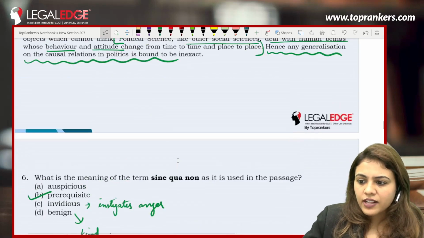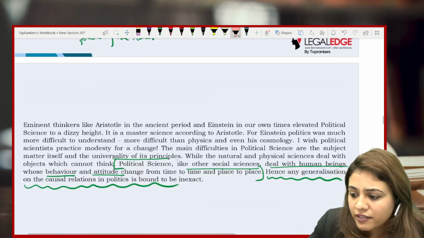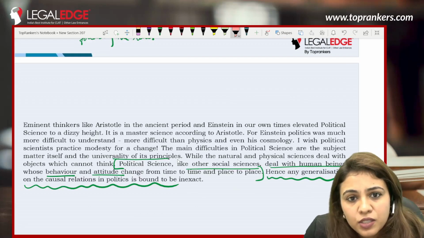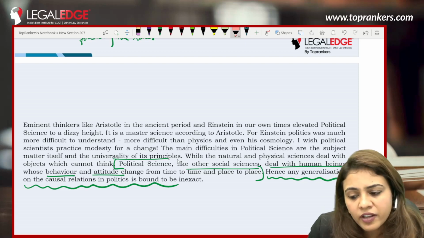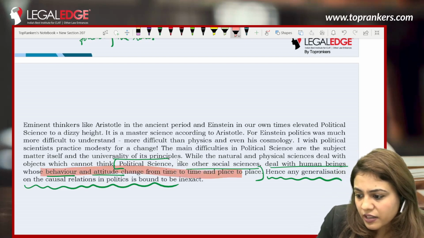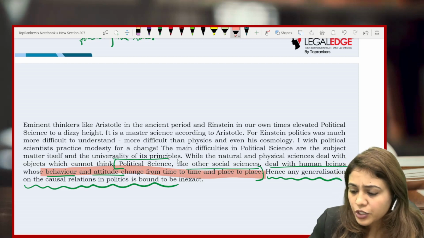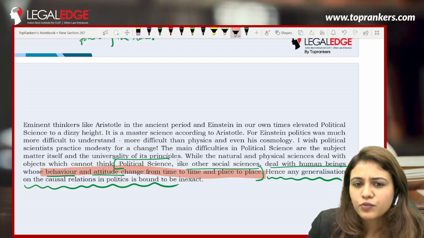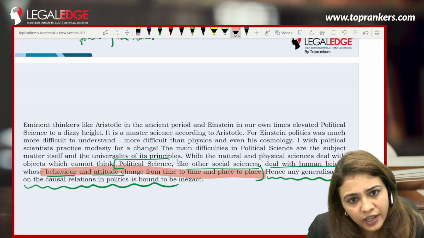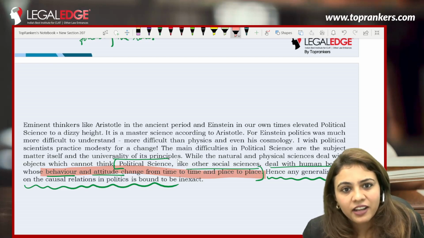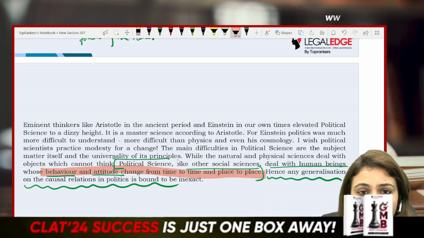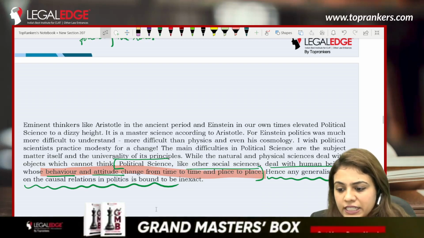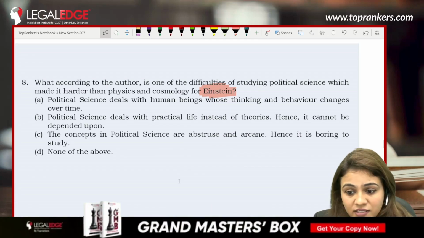Einstein is mentioned only in the last paragraph, and here it is clearly stated the reason why it was difficult for Einstein to study it: because it basically deals with human beings, and the behavior and attitude of human beings constantly change from time to time and place to place. Because if we talk about natural sciences or physical sciences, we are dealing with objects which do not have their own individual pattern of thinking. We relate more to non-living things when it comes to natural and physical sciences, whereas when it comes to political science you need to deal with human beings. So obviously that's what makes it difficult for even Einstein to understand it.